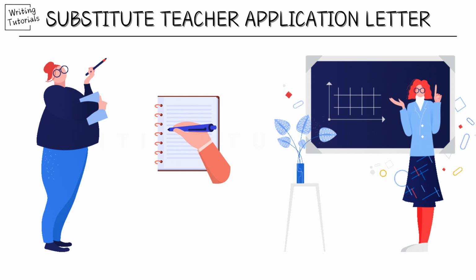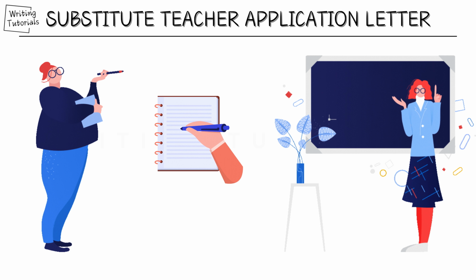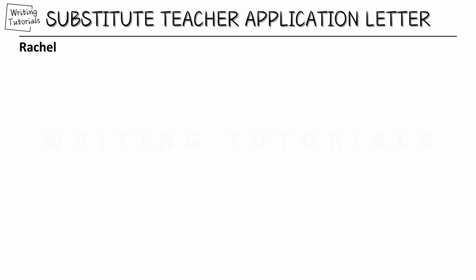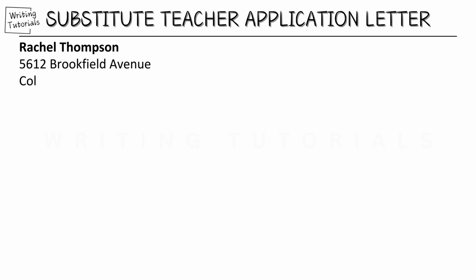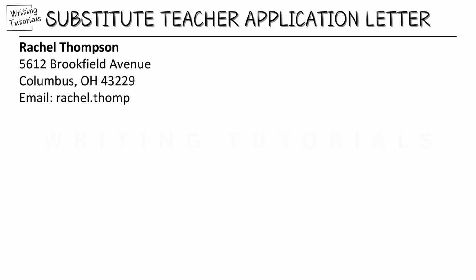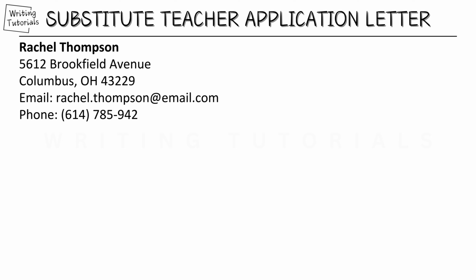Now, let's go through the letter and break it down. We begin with the sender's details at the top of the letter. This section includes your full name, your home address, your professional email address, and your phone number. This information allows the school district to easily identify you and contact you when assignments become available.